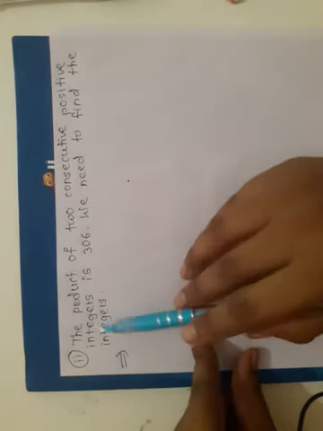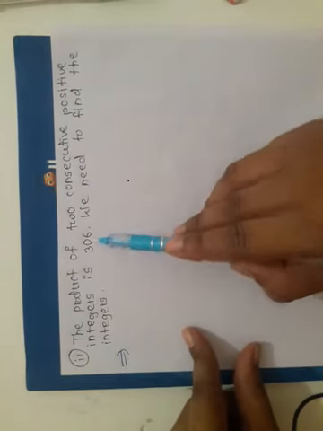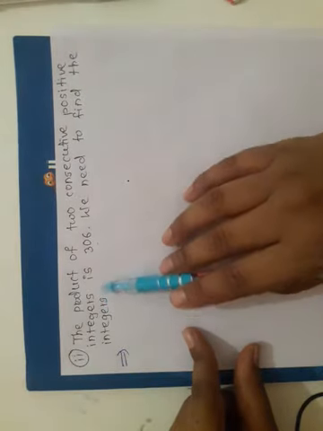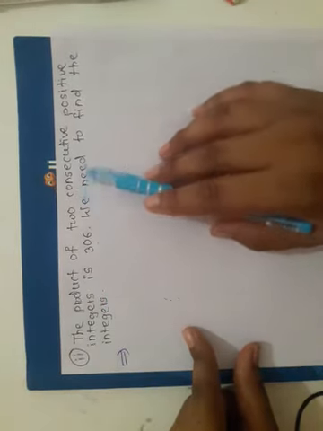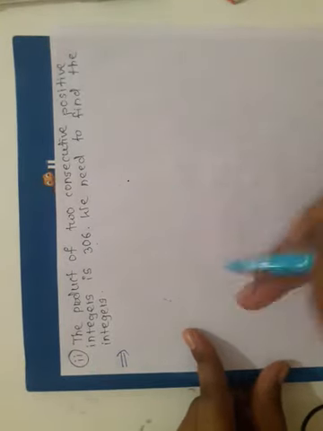Now come to the next example. The product of two consecutive positive integers is 306. We need to find the integers. Here the product of two consecutive integers is given to us, but we don't know those two consecutive integers. So suppose them as x and what?